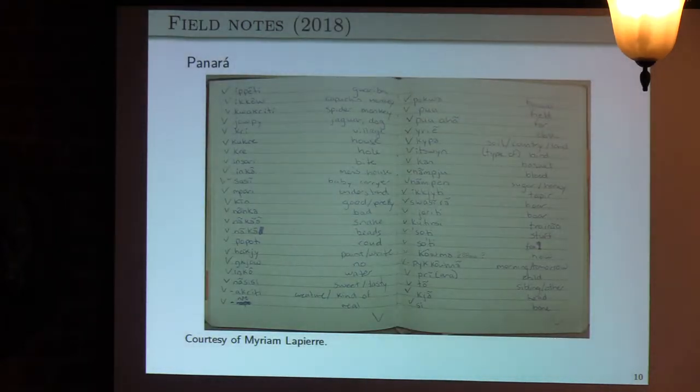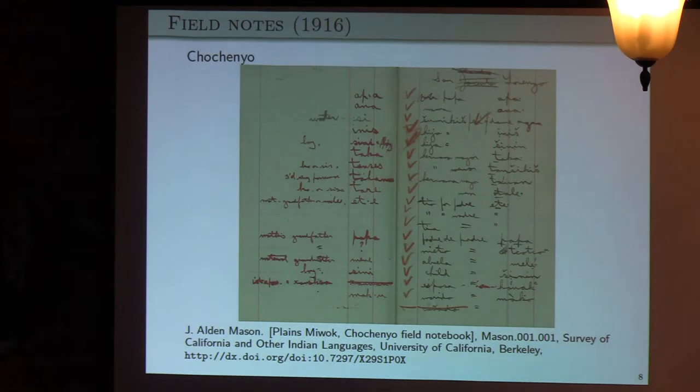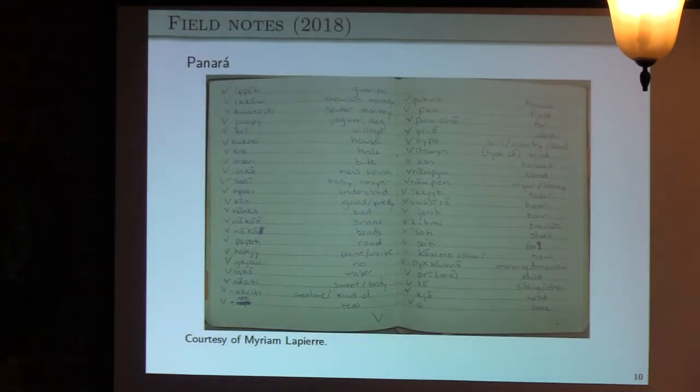So you might ask yourself, how have things changed in the last century, right? Because these notes were taken in 1916. It's like 2019 now. So it's 2019 now. Things probably changed. We have computers and things, right? And it turns out things haven't changed very much.